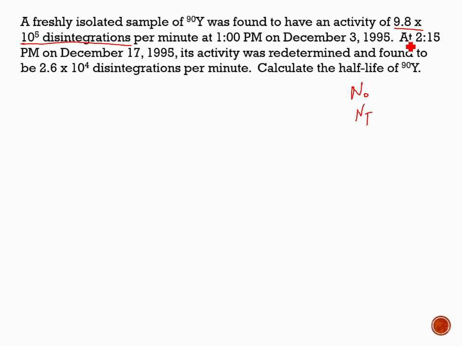At 1 p.m. on December 3rd, 1995, at 2:15 on December 17th, so the elapsed time would be the 3rd to the 17th is 14 days and 1 hour and 15 minutes. Its activity was redetermined and found to be 2.6 times 10 to the 4th disintegrations per minute. So here's our initial rate, 9.8 times 10 to the 5th, and our final rate, 2.6 times 10 to the 4th. And because those are both rates with the same units, we can plug them into this association and still have it proportional to our time. So we're going to calculate half-life, T1/2.